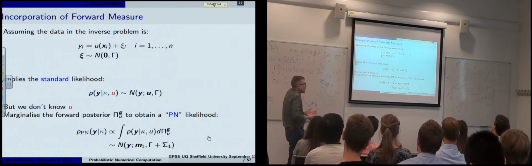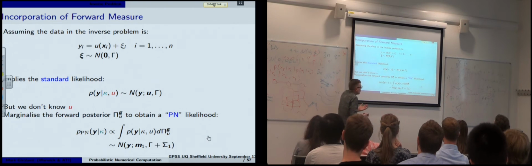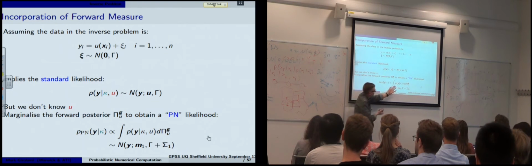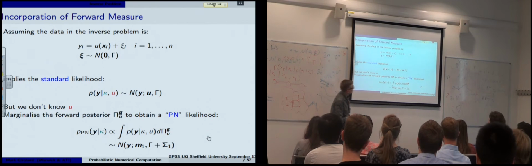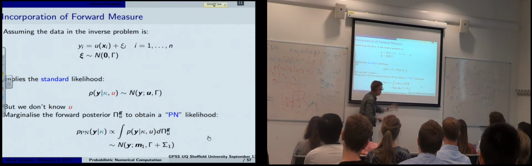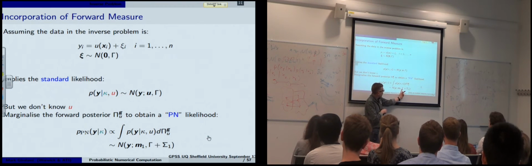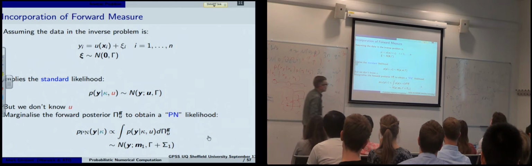And so we get a likelihood which, because everything is normal, is also going to be normal. It's going to have a mean, which would be the mean of our probabilistic solution to the PDE. And then the covariance structure is going to be a combination of the measurement error for our data and our uncertainty in the unknown function u.